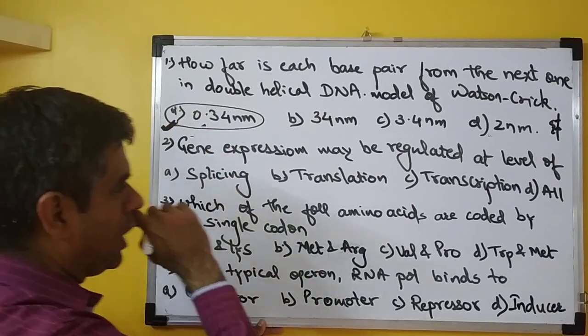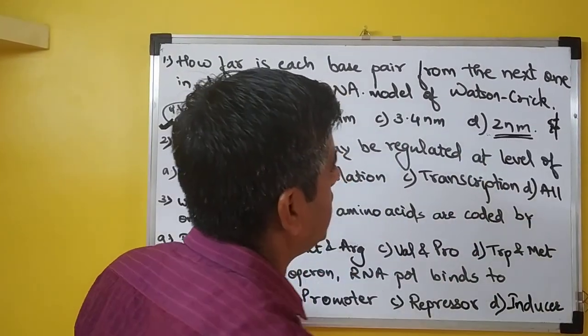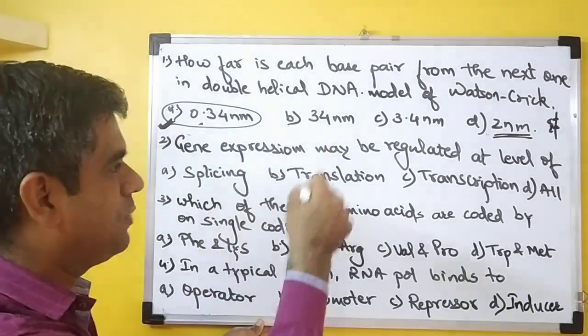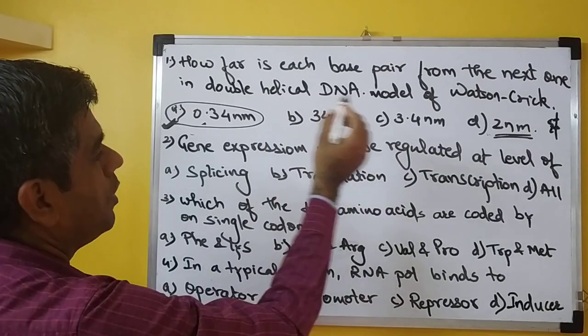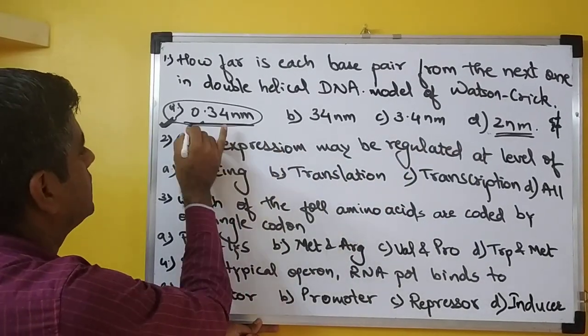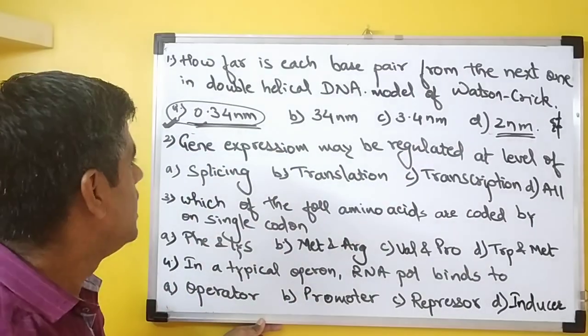So remember, 2 nanometer is the diameter of that particular DNA, which is 20 angstrom. So don't get confused with these numbers. Between the adjacent nucleotides, the distance for sure is 0.34 nanometers.